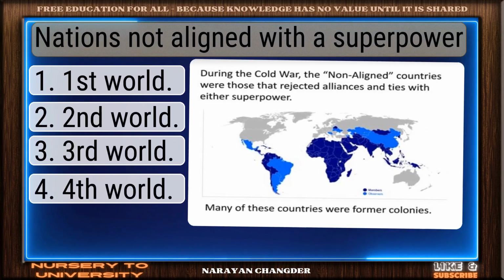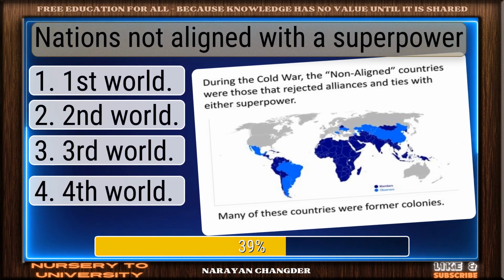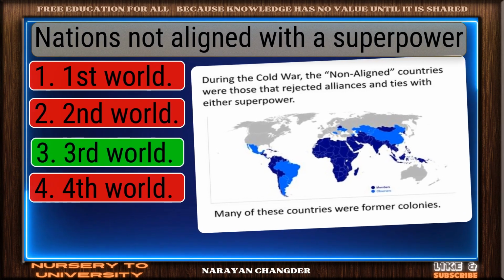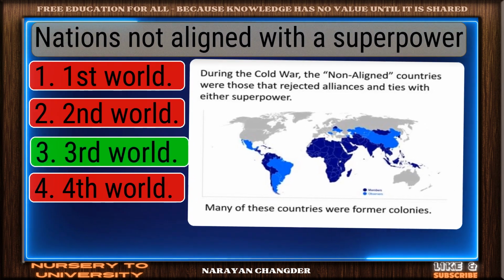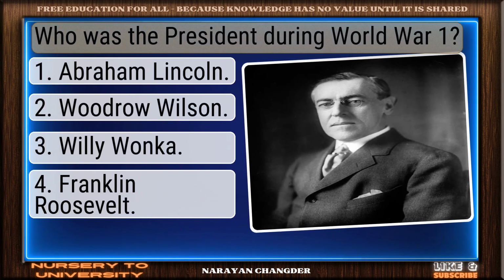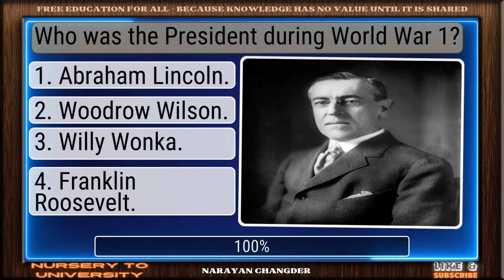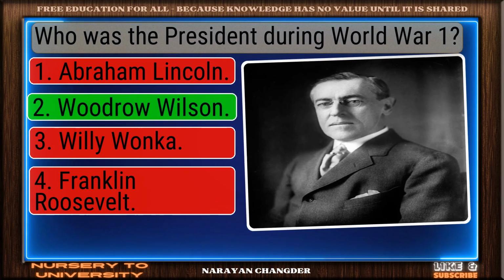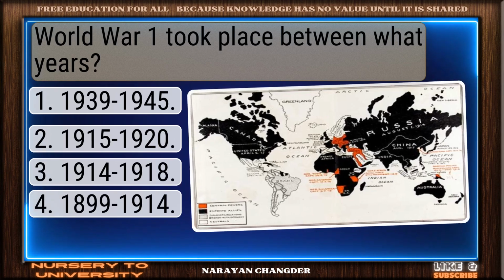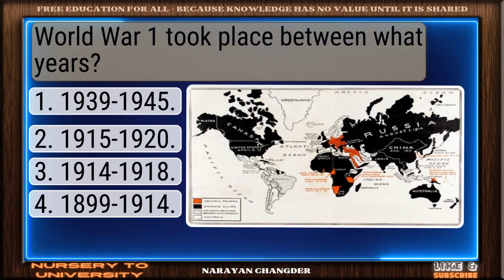Nations not aligned with a superpower. Nicely done. Third world is solid. Who was the president during World War I? Exactly. Woodrow Wilson makes sense. World War I took place between what years?